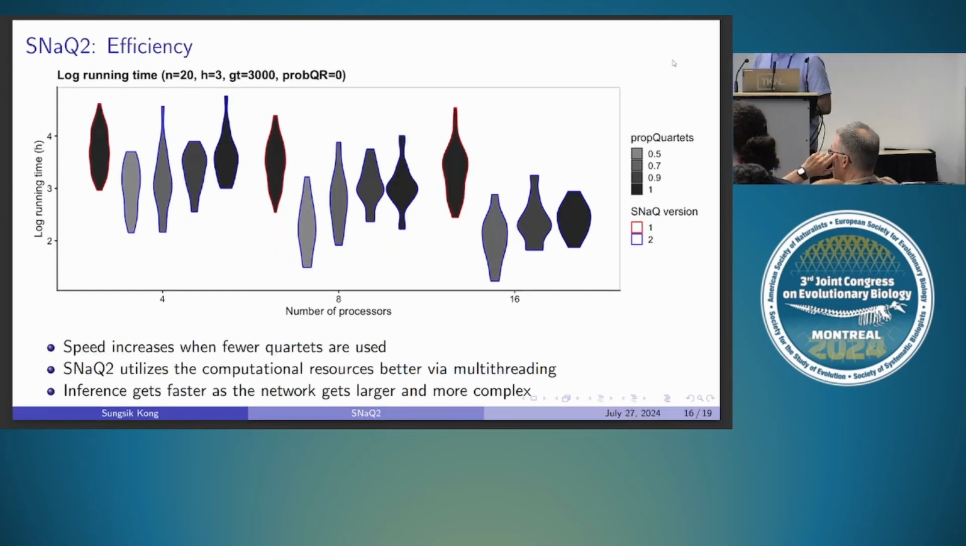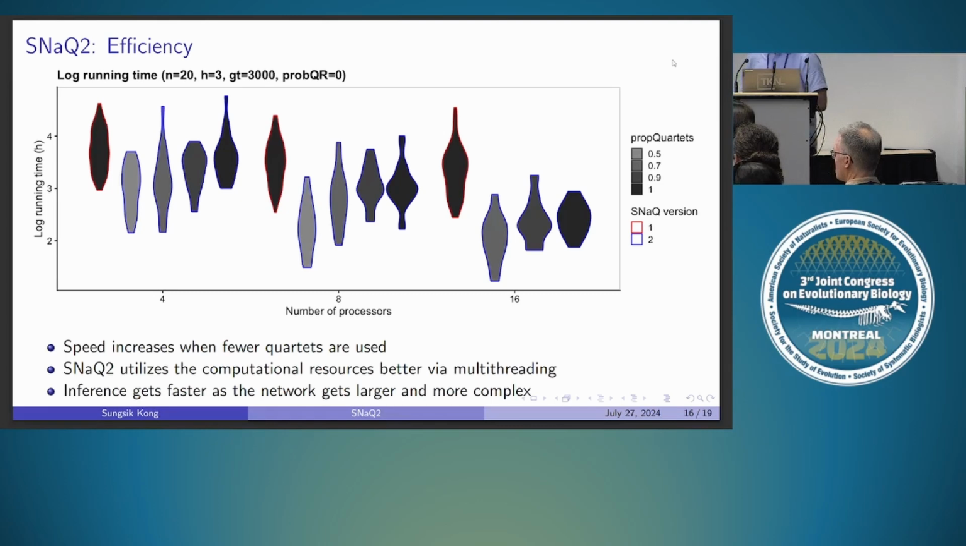A more interesting story is efficiency here. So again, the x-axis represents the computing power, the y-axis represents the running time, and things are getting faster as it gets closer to the x-axis. And likewise, red is SNAG1, blue is SNAG2, and as the color gets darker, more quartets are used. As the number of processors increases, we can see the computational time is getting faster. The explanation for this pattern is that we are more efficiently using the computing power through multithreading.